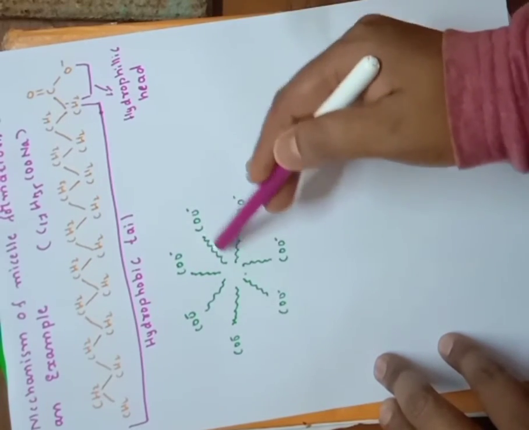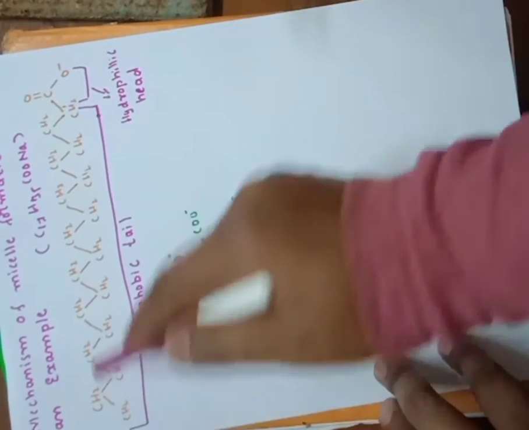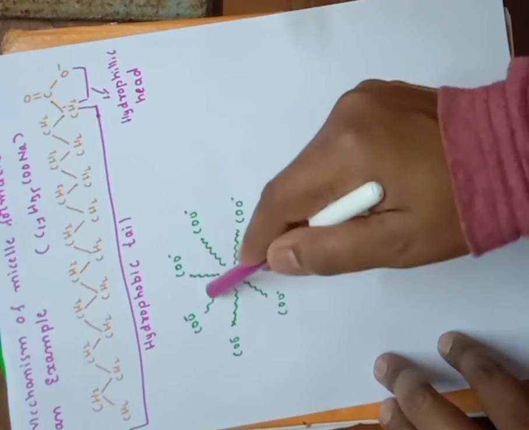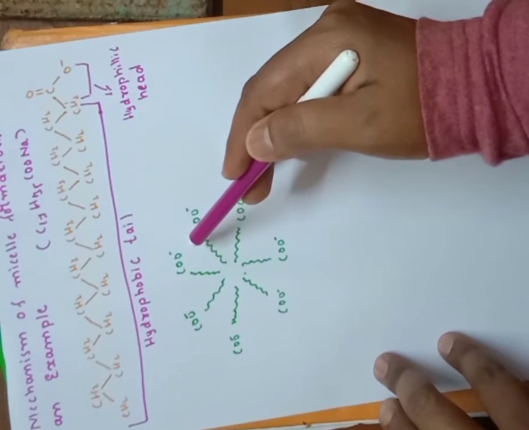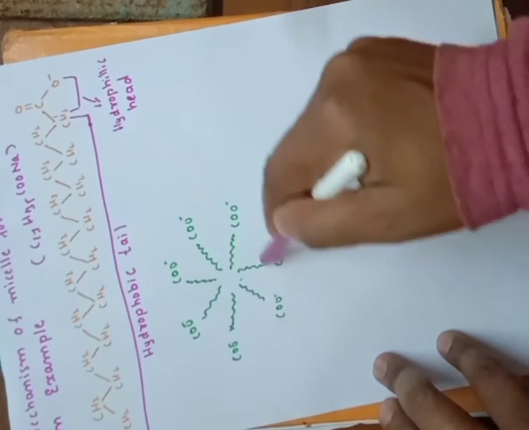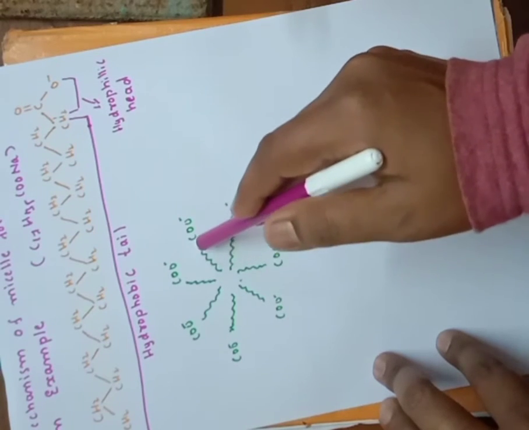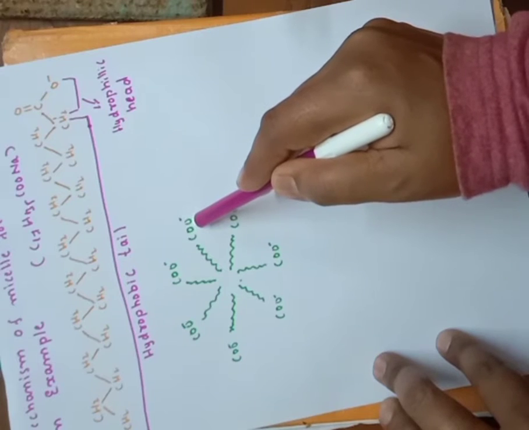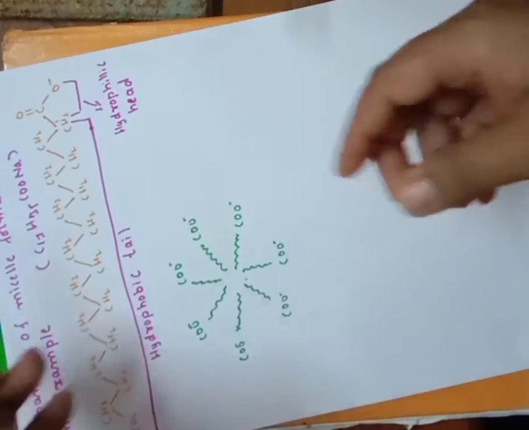Inwards means this side. This is the hydrocarbon end. This points inward towards the center of the sphere. This is the sphere, and this is the center. Then the ionic carboxylate groups are on the surface of the sphere.